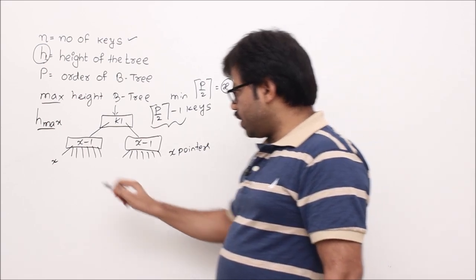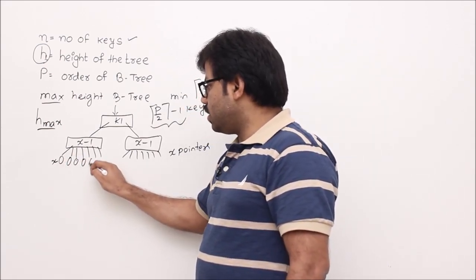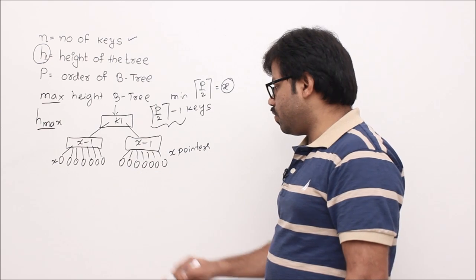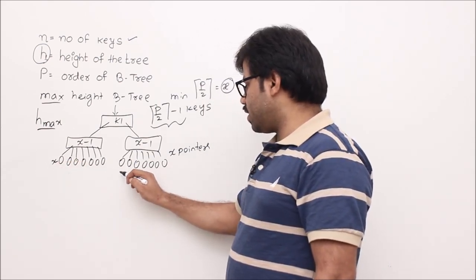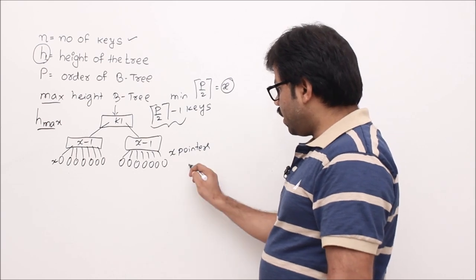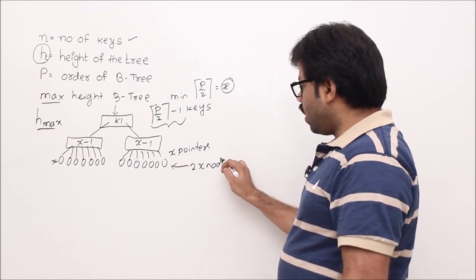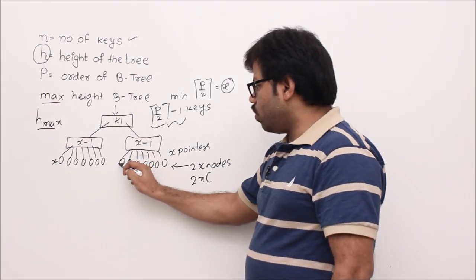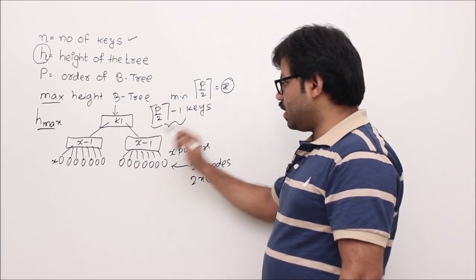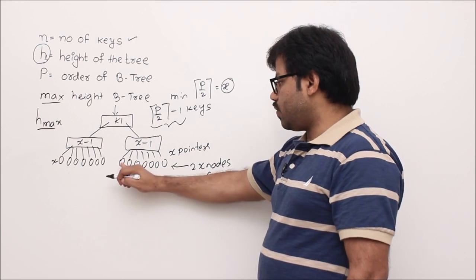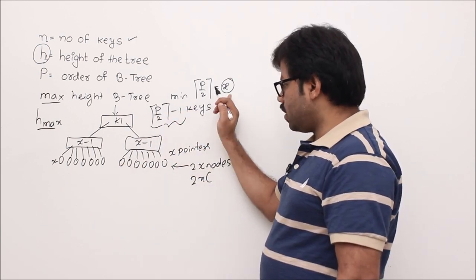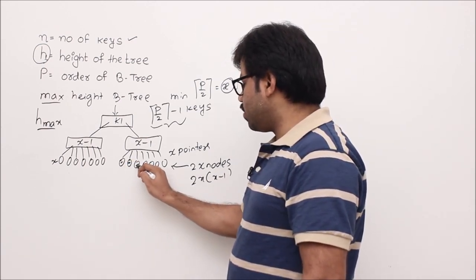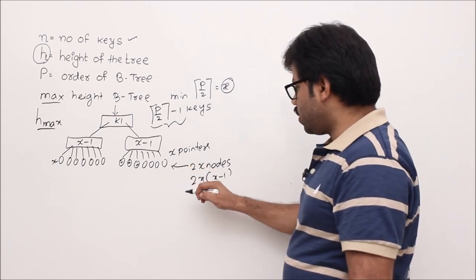Correct? Now my question is, how many nodes will they form? Since every pointer points to one node, the number of nodes created here is x here and x here, so 2x. So in this level you have 2x nodes, and hence the number of keys will be 2x into, in each node we can have at least p by 2 minus 1 keys. We can't have less than that. But p by 2 is x for us, so x minus 1 everywhere. Such nodes we have 2x into x minus 1.